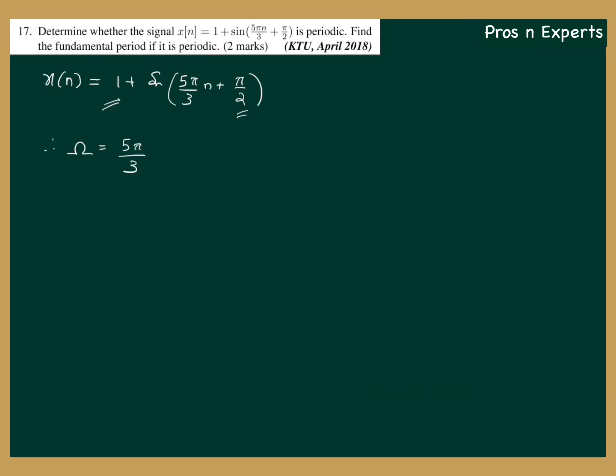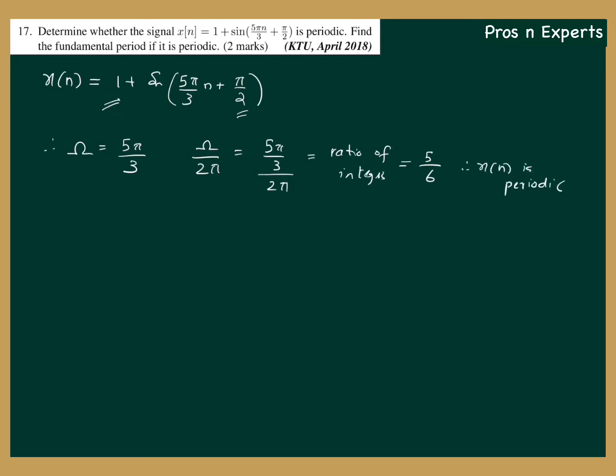And how would you check the signal is periodic or not? You just divide omega by 2 pi, which will give you 5 pi by 3 by 2 pi, which is giving a ratio of integers. Is that right? It will give you 5 by 6, which is a ratio of integers. Therefore, definitely x of n is periodic.